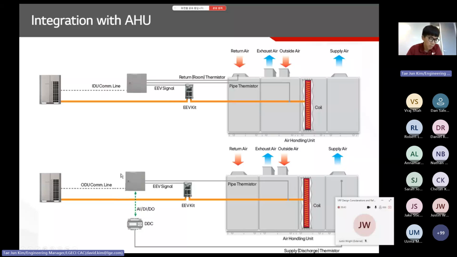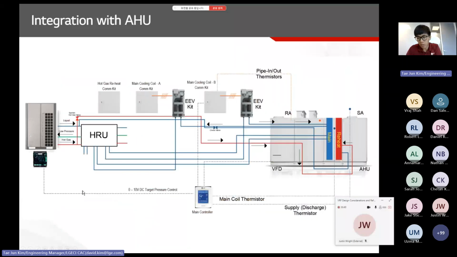And one other application that we can utilize in this similar fashion is hot gas reheat. I've been getting a lot of inquiries about using the heat recovery system to do reheat. Basically, we can use this application to do the reheat for dehumidifying during the cooling mode. So the main coil will be in cooling mode, while the reheat coil will be in heating to make up for that and achieve the required supply temperature. Some of this application is possible using this communication kit.